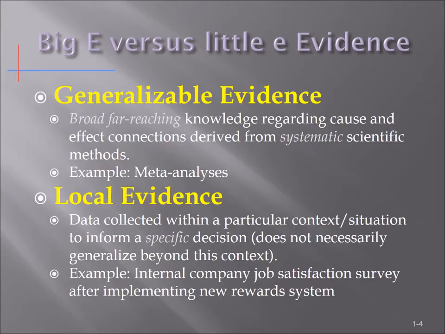When we talk about evidence, you can talk about what we call big E, big evidence, or generalizable evidence, and then local or smaller, what we call little e evidence. So big E, generalizable evidence, is broad, far-reaching knowledge regarding cause and effect connections, and this usually comes about over time through a lot of studies, through different organizations, laboratory experiments, anecdotal case studies, and it's scientifically combined and evaluated. An example here would be something called a meta-analysis.